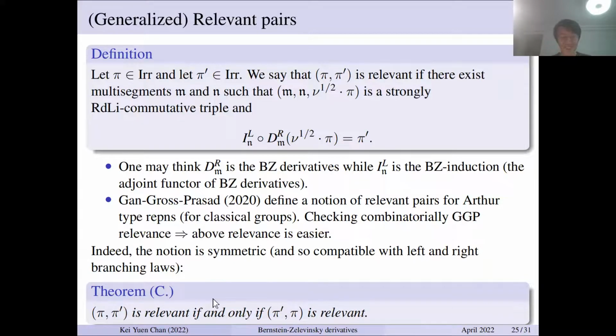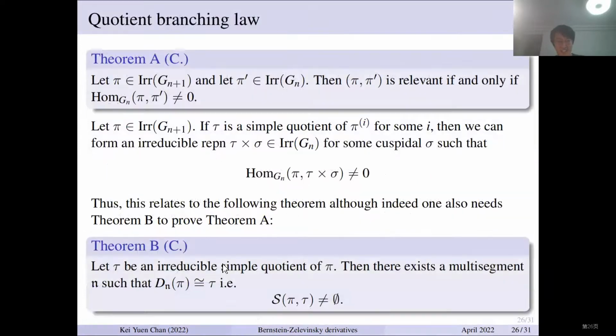So if you have pi relevant, then if you switch it, that is also relevant. Then basically you keep checking. You explain why the left and right branching laws do not really matter in our notions. Okay, so that is to say the quotient branching law.